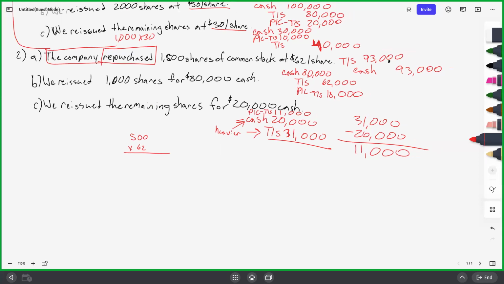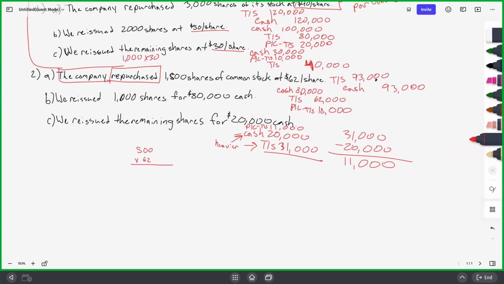It's the same thing up here, where again, we had 40,000 of treasury stock, we had 30,000 cash. Think of PIC, think of paid in capital as the plug-in account. It fits where it needs to. It will find whatever place it needs to be, and it will sit there at the perfect amount because it's a plug-in account. Does that make sense? Awesome.